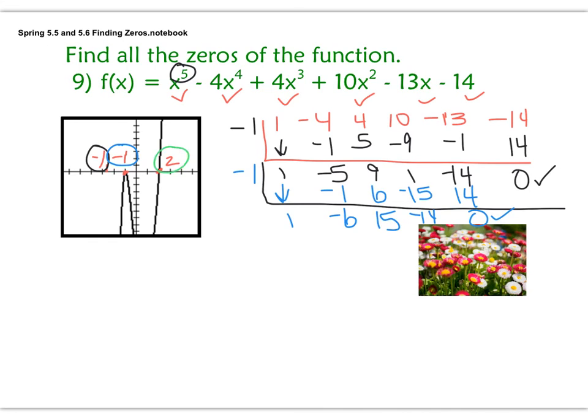And let's go on with the third one here. So using the 2, drop that down. Multiply 2 times 1 is 2. Add is -4. Multiply 2 times -4 is -8. Add is +7. And then multiply 2 times 7 is 14, and that gives me the 0.